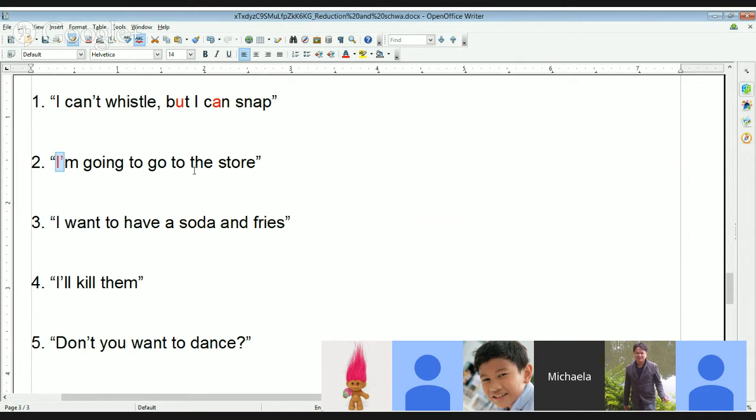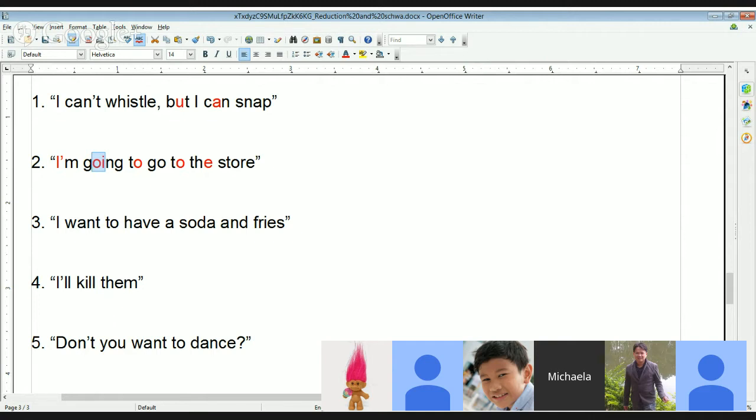Where else? Yeah, going to. The to definitely becomes a schwa. Any others? What about these two? Yeah, these two as well. And I think there's even one more. I usually say I'm gonna go to the store. So I'm doing a lot of reduction in that sentence, but part of what I'm doing is turning both of those vowel sounds into I'm gonna go. Gonna go to the store. All right. Thank you very much.